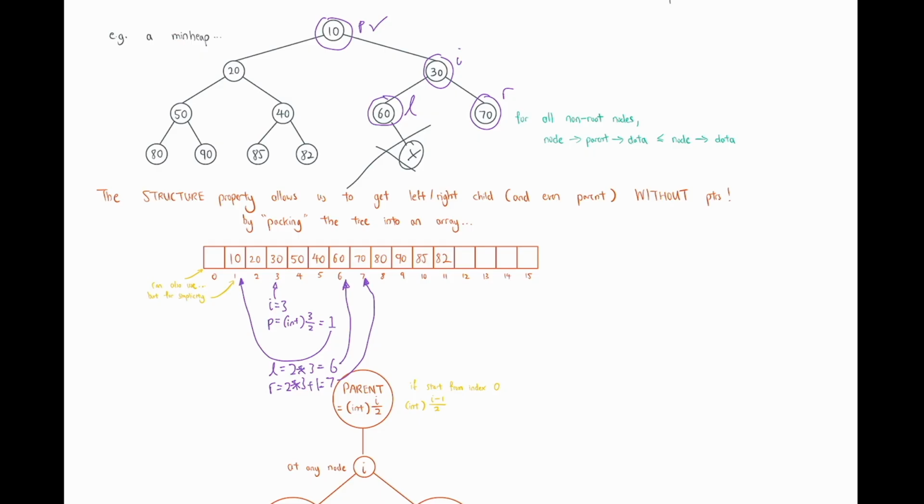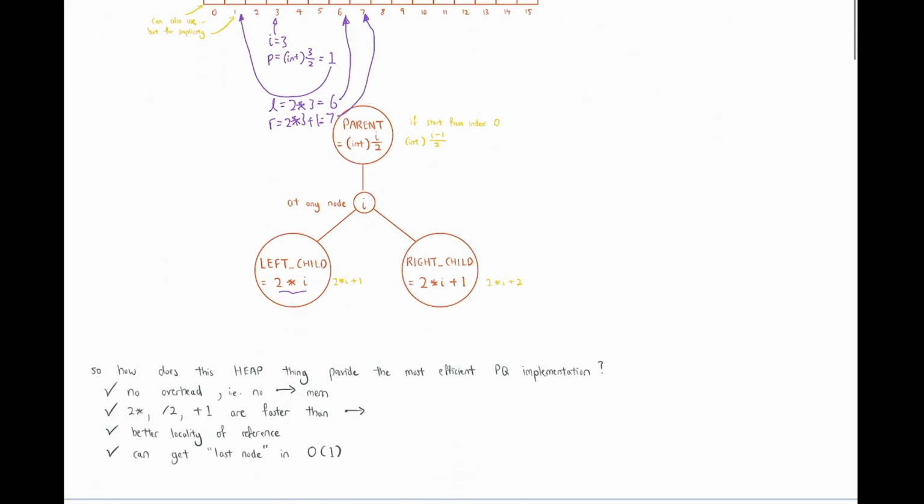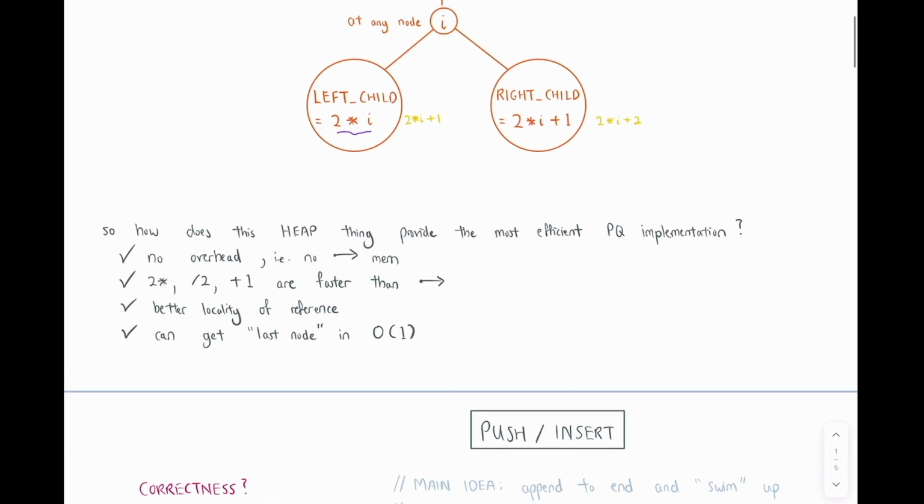Okay, so this structure property is important in heaps because it allows us to do this without pointers, and that gives us a good performance boost, although it may be small in terms of time complexity. But everything adds up, especially when this is a low level data structure, a heap, that you may run millions and millions of operations on over and over again.